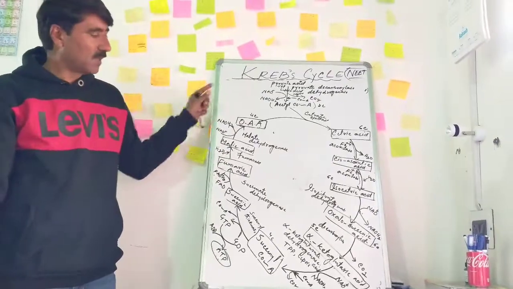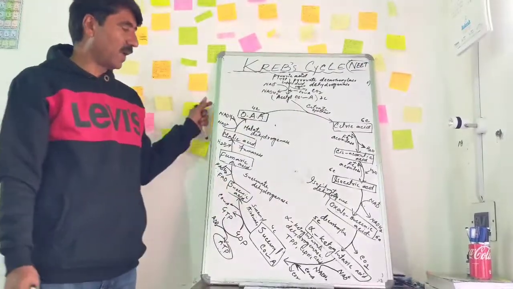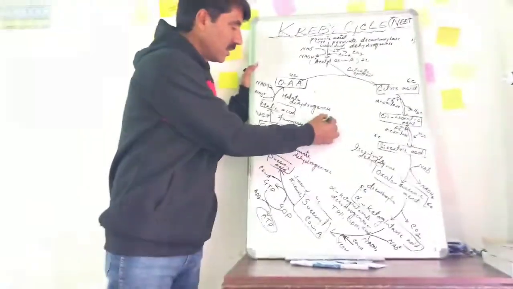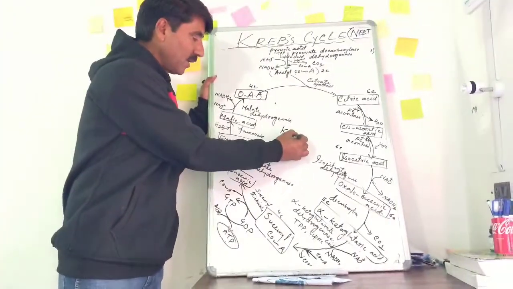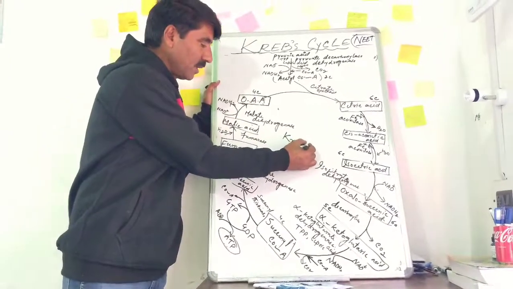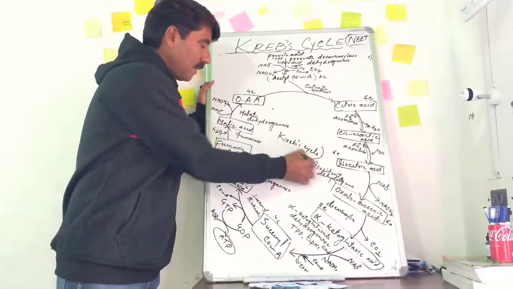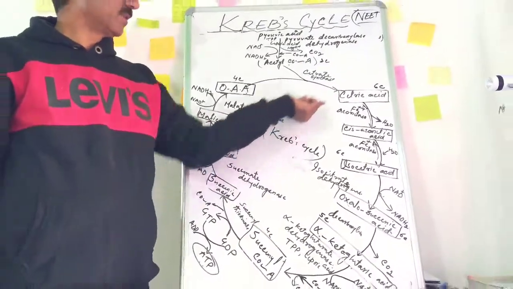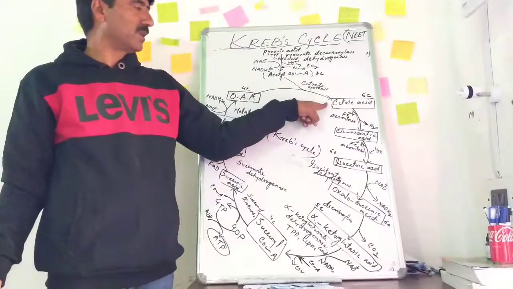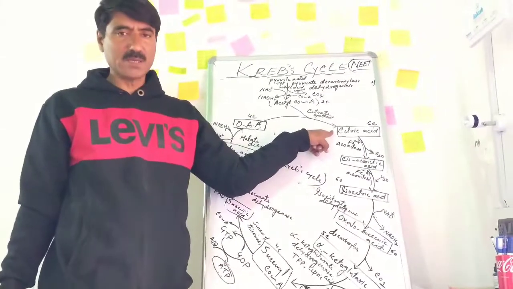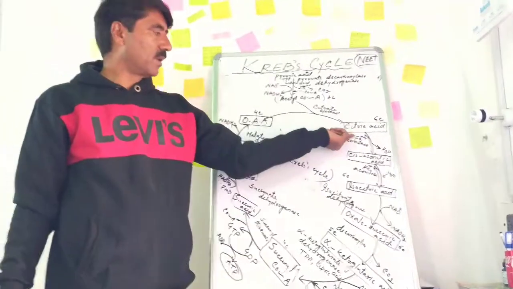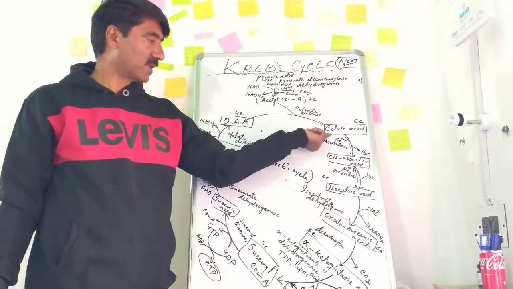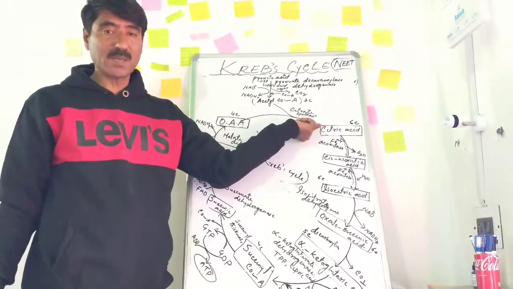These set of cyclic reactions were given by Sir Hans Krebs, and in honor of Krebs, these reactions are simply called the Krebs cycle. As you know, the alternative names: because the first compound is citric acid, it is also called the citric acid cycle. It is a tricarboxylic acid cycle, also known as the TCA cycle.